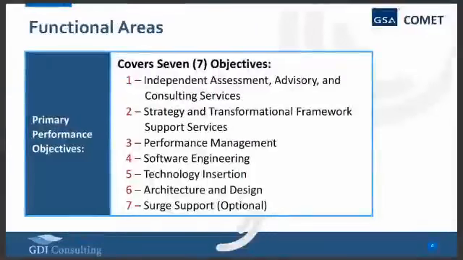Now, here we want to see what areas they're actually interested in. They call them the primary performance objectives of this project, and there are 7 of them. First one is independent assessment, advisory, and consulting services. So this is one of the objectives. They want to see that the contractors can have that performance. And then strategy and transformational framework support services, performance management, software engineering, technology insertion, architecture and design for their system, and search support. So these are the 7 objectives for the COMET BPA that GSA is following up.